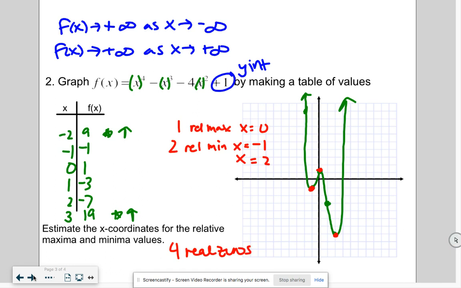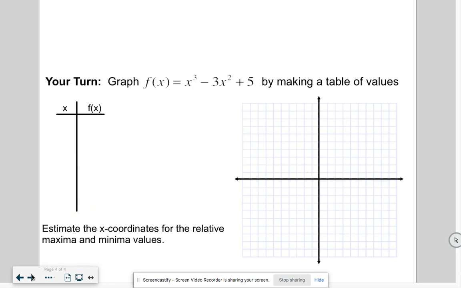Okay. So hopefully you're getting the hang of this, all right, because you're going to do the next one on your own. Here you go. So go ahead and pause and do this one on your own.